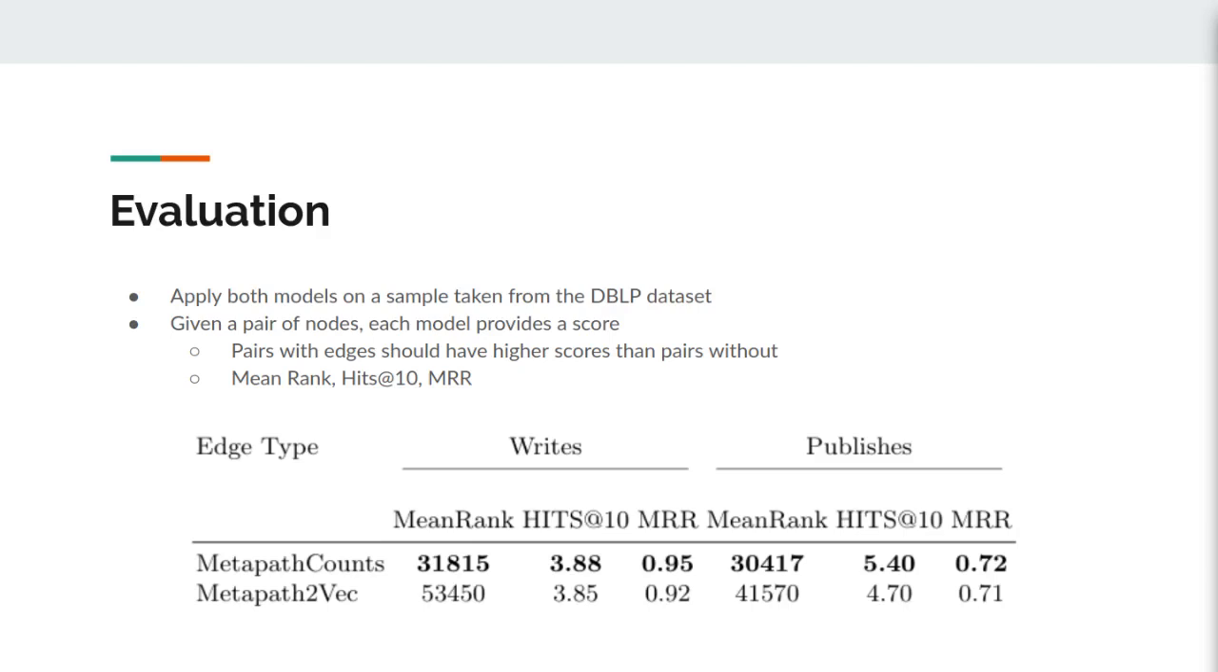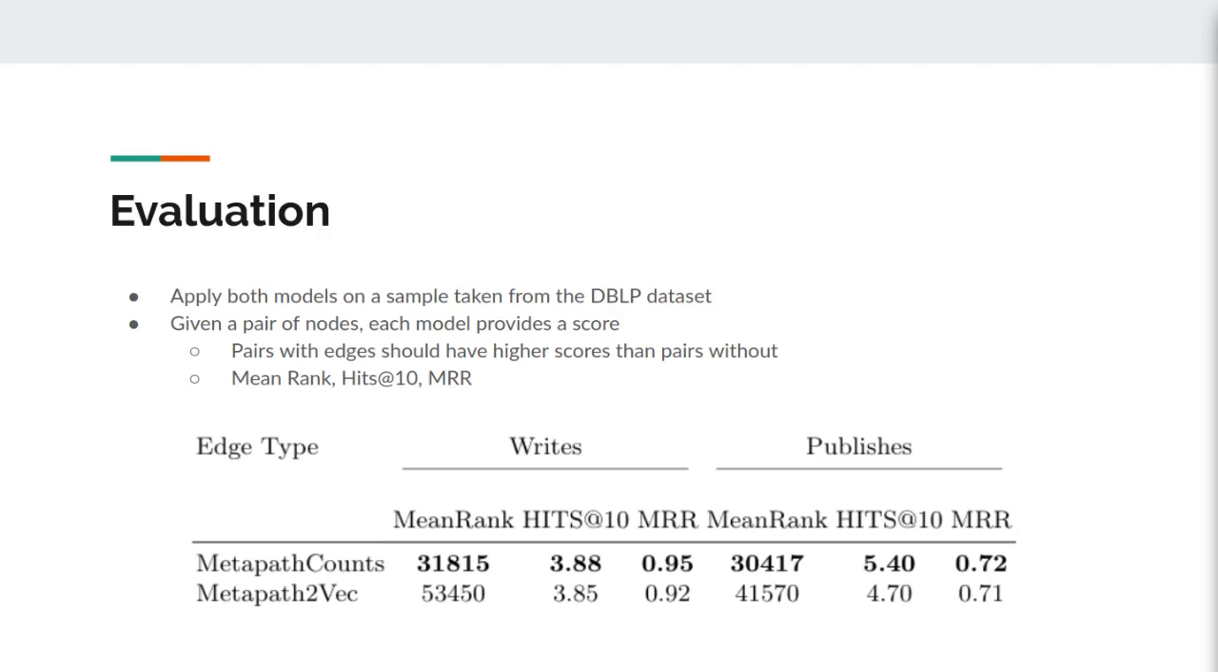We evaluate the two models on a sample obtained from the DBLP dataset, which contains authors connected to the papers they have written, which are connected to the venues where they were published. Each model is applied on a large number of node pairs, some having edges between them and some not having. For each pair, each model calculates a score for the probability that an edge exists between the nodes. The desired outcome is that pairs with edges between them are assigned higher scores than pairs without edges.